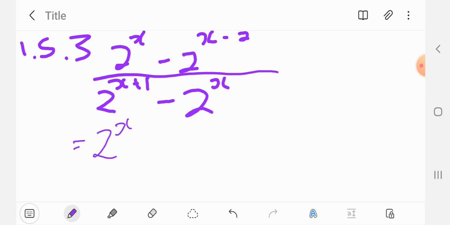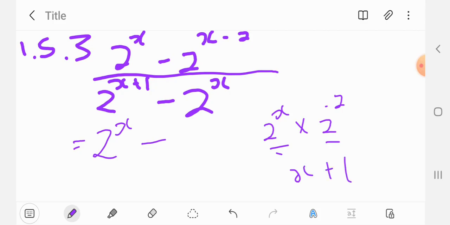minus, remember, when the bases are the same, 2 to the power of x multiplied by 2 to the power of -2, we add the exponents. Okay, the bases are the same, so we just say x plus -1. So that's what happens there.